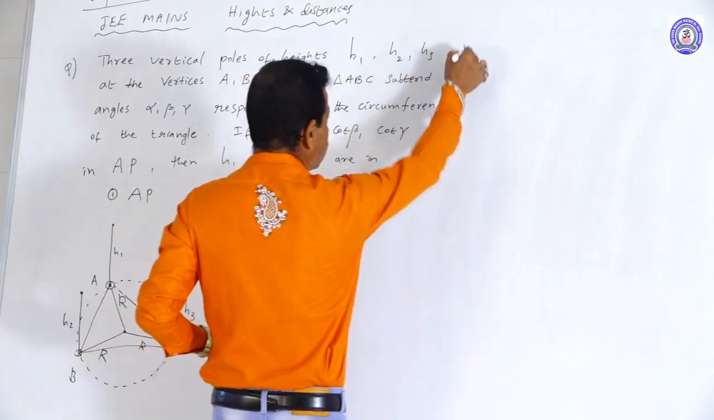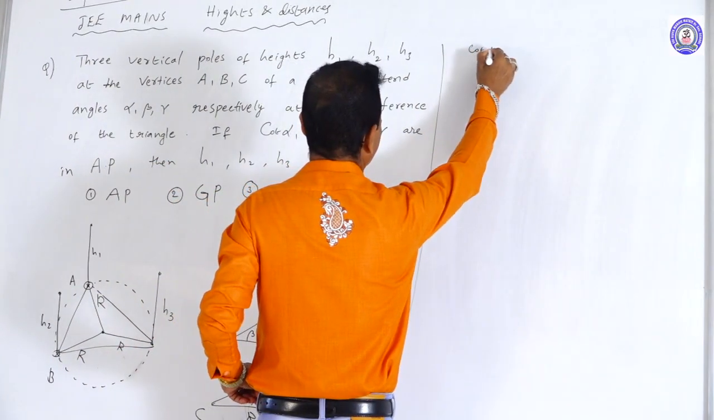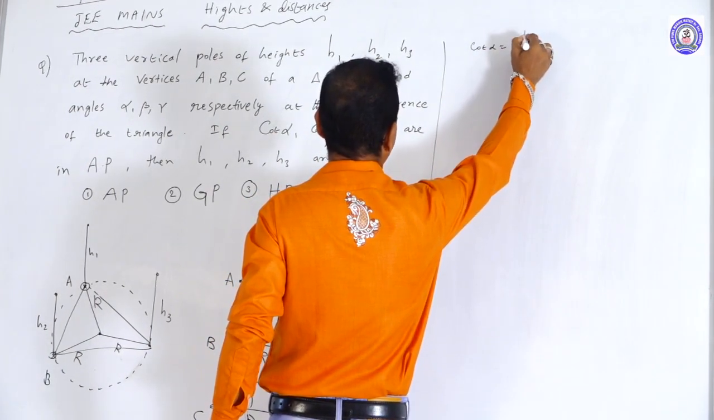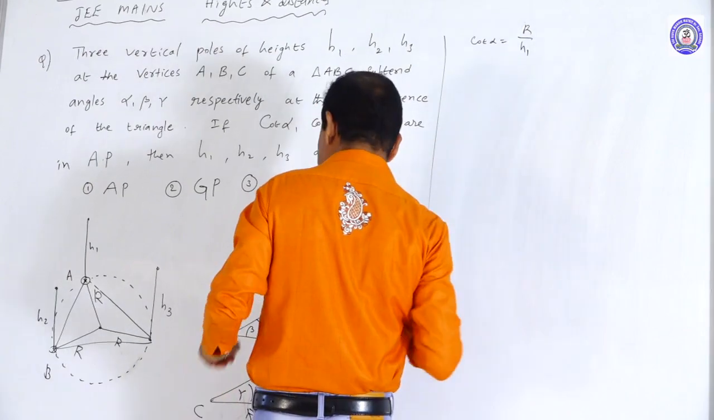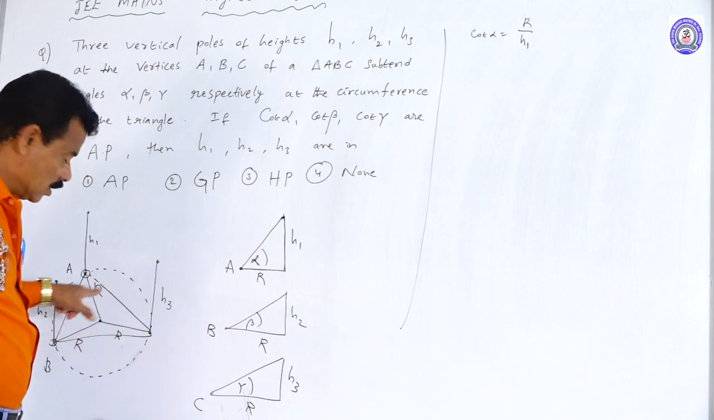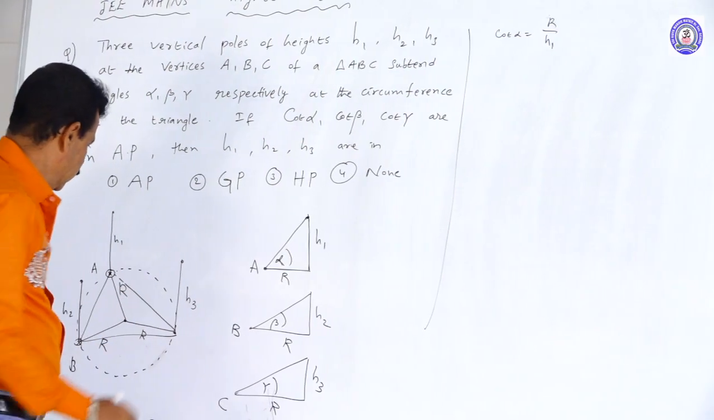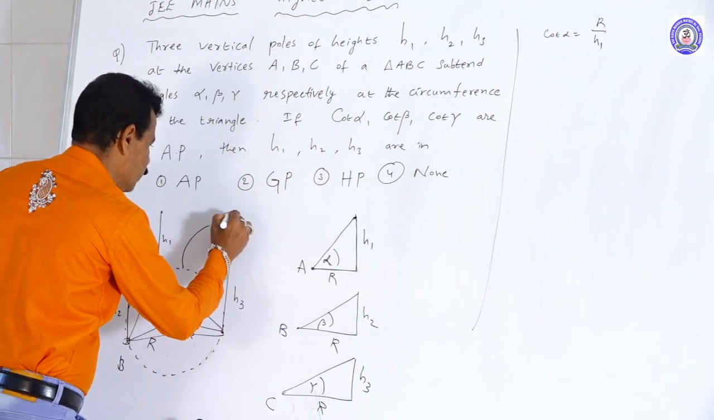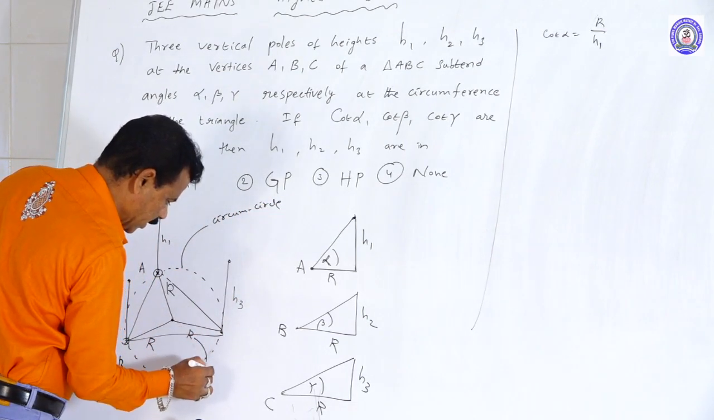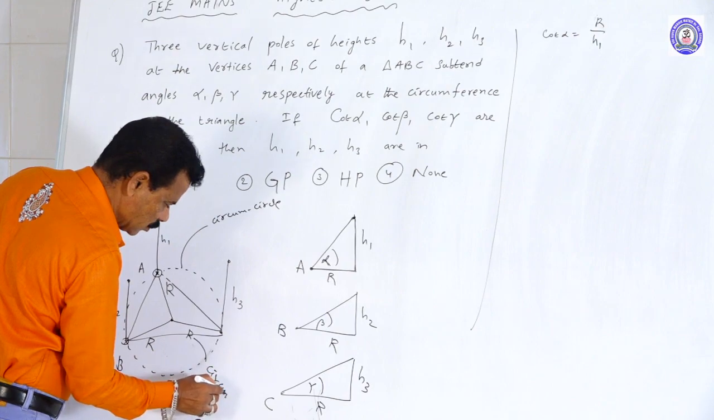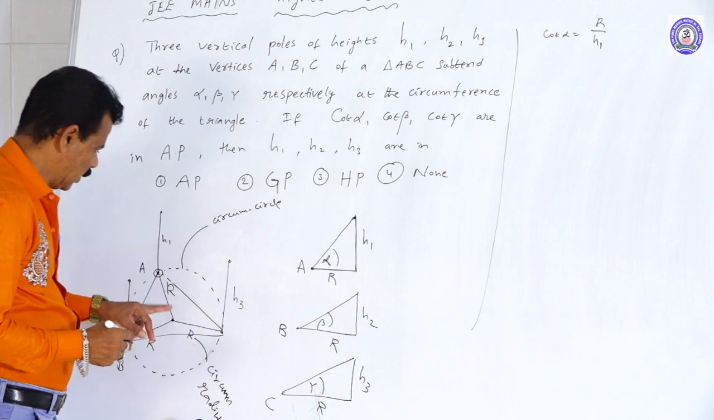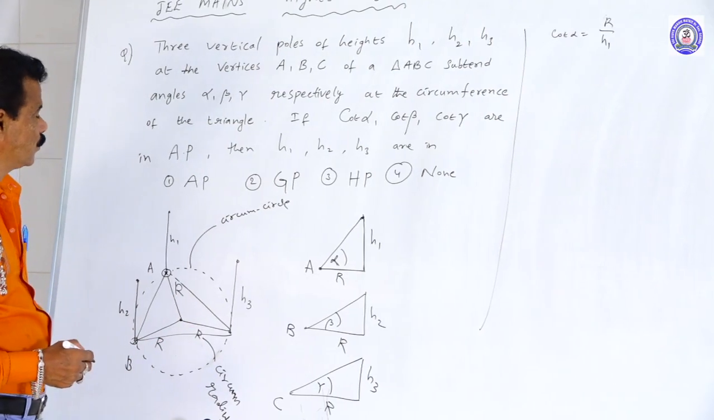So from this triangle, cot alpha is equal to R by h1, where R is the radius of this circumcircle. This is the circumcircle, and this is the circumradius R. These are all equal.